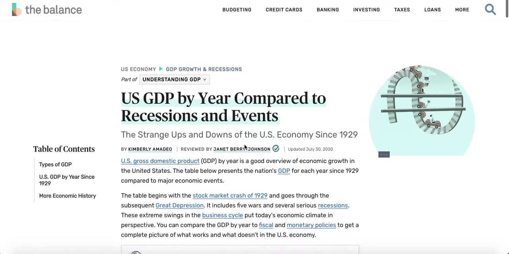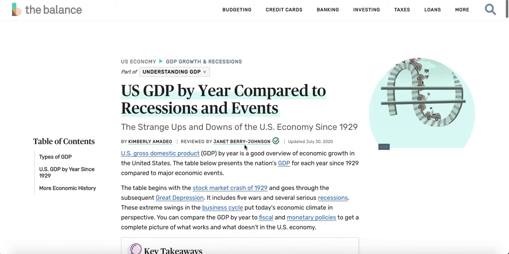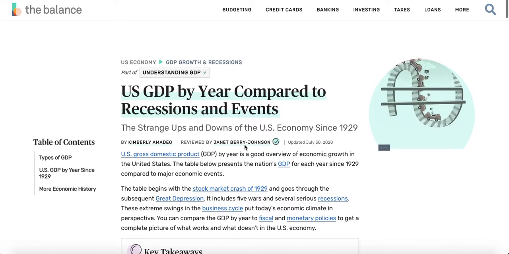So, US GDP by year compared to recessions and events. This is a site I bookmarked a long time ago, and it has some interesting statistics I want to talk about.